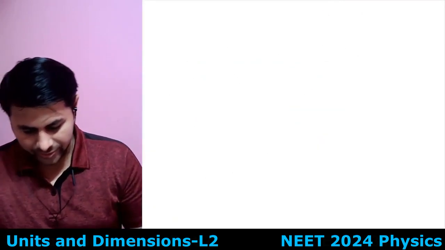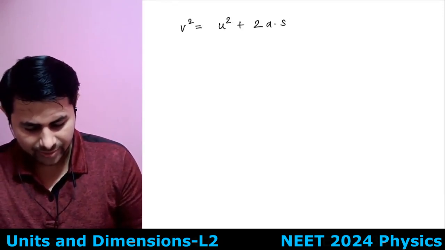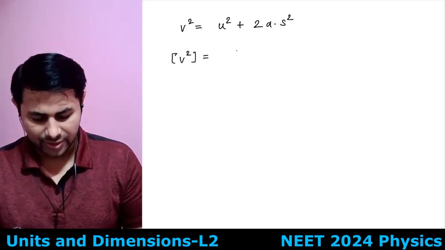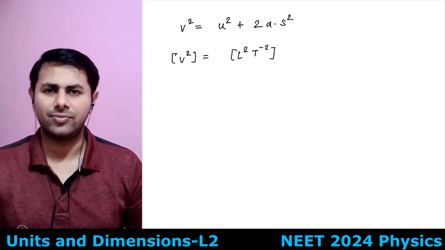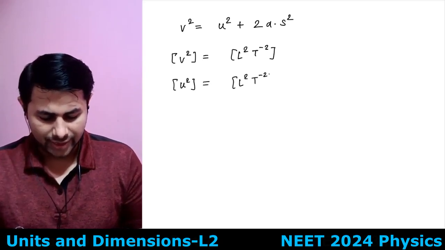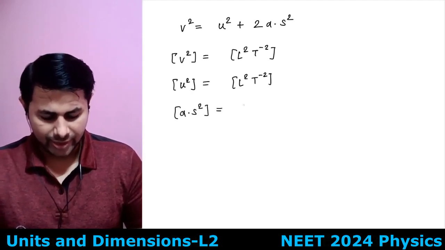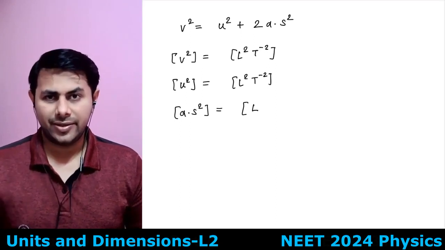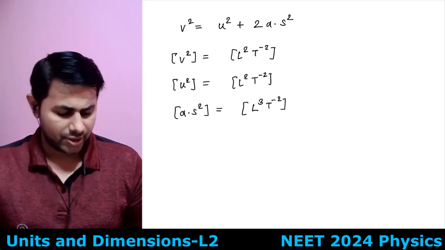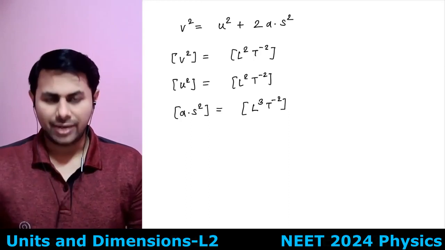So let's use this equation: v squared equals u squared plus 2 times a multiplied by s squared. What will be the dimensions? Dimensions of v squared are L squared t to the power minus 2. Dimensions of u squared are the same. But here the dimensions of a multiplied by s squared have an extra L: L cubed t to the power minus 2. And now the dimensions don't match.